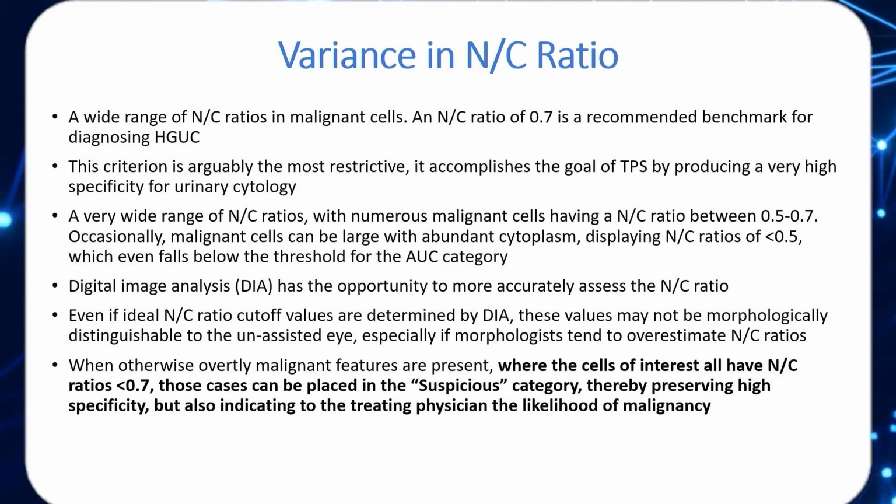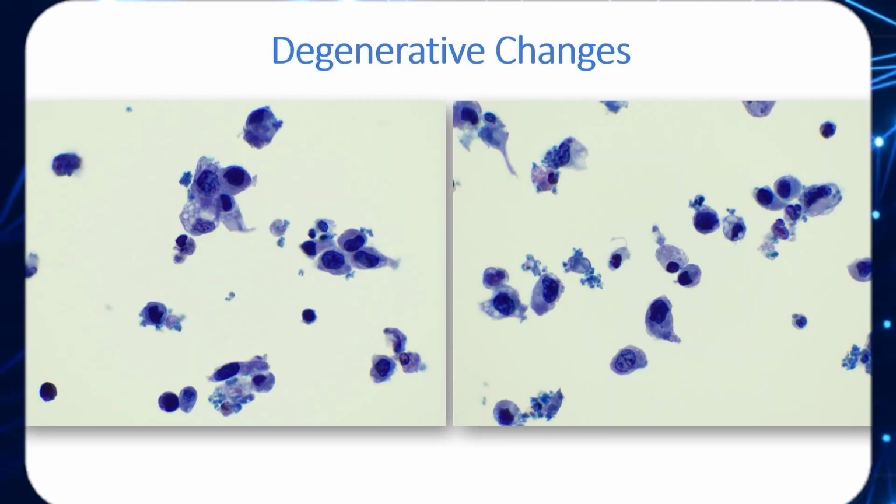This is quite a bit of information here. I can always give you this handout, but look at the last line, where the cells of interest all have NC ratios of less than 0.7. What do you do with those cases? Those cases can be placed in a suspicious category, thereby preserving high specificity, but also indicating to the treating physician the likelihood of malignancy. So that's how you would address it if the NC ratio criterion has not been met in your given sample.